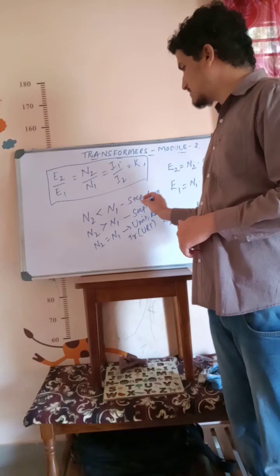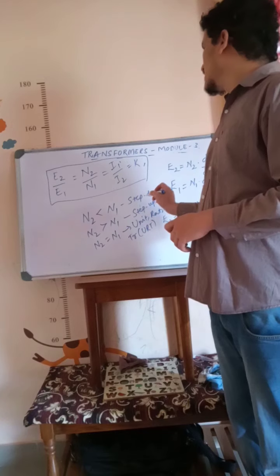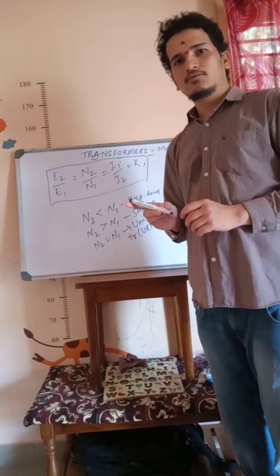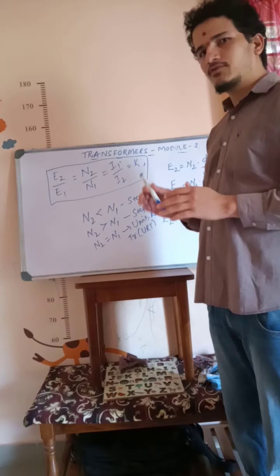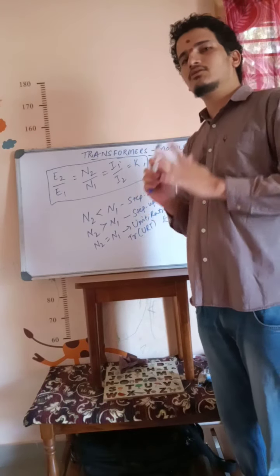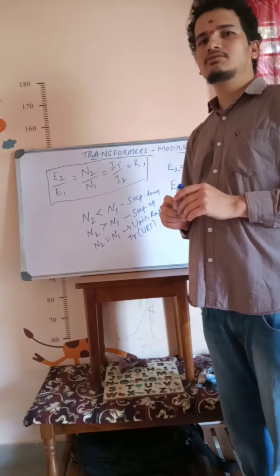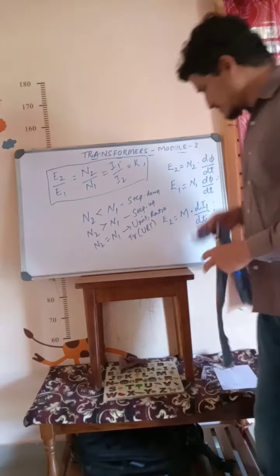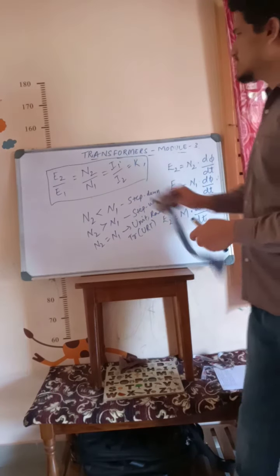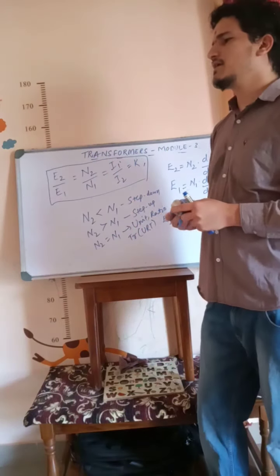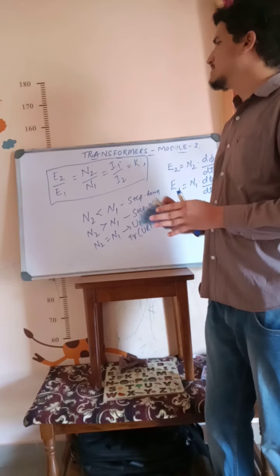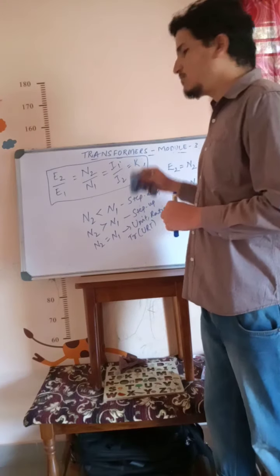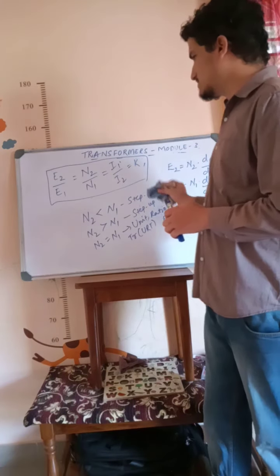N2 is less than N1, step down. N2 is greater than N1, step up. N2 is equal to N1, unit ratio transformer. So finally, in a transformer, the power in the primary circuit and the secondary circuit remains same, but the voltage levels change, frequency remains same. So you have understood the basic principle of transformer, how transformer works, and what are the connecting terms and equations. What is step up, what is step down, what is unit ratio.